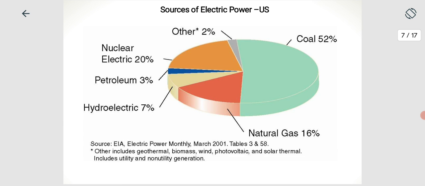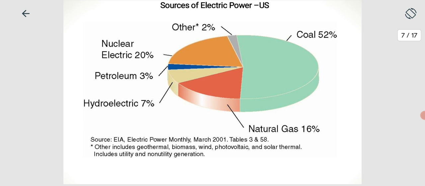Now the sources of electric power in the US. In the United States, these are the sources of power used in the different sectors. Percentages vary. First, coal is 52% for generating electric energy. Then hydroelectric power is 7%. Natural gas is 16%, petroleum is 3%, nuclear electric is 20%, and other is 2%.